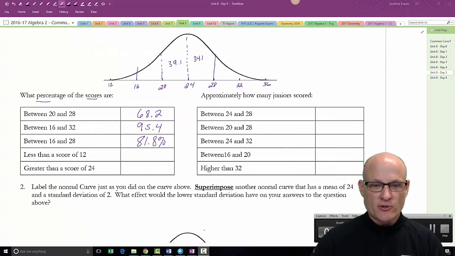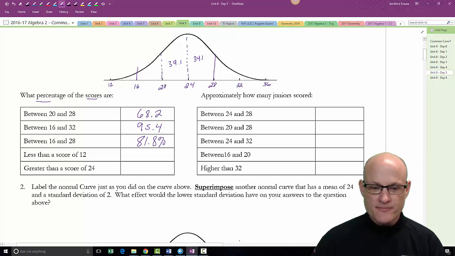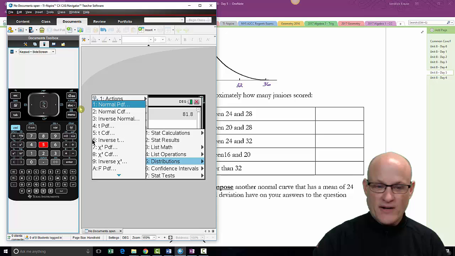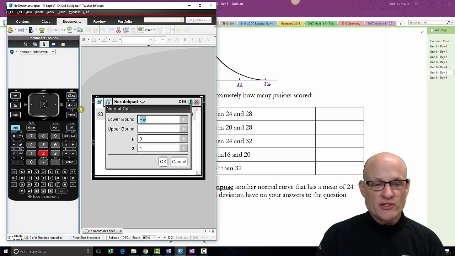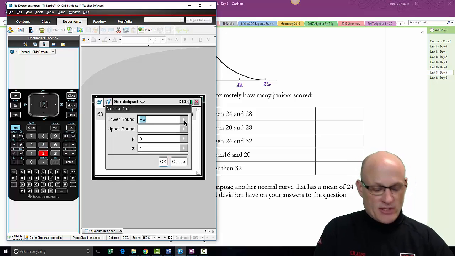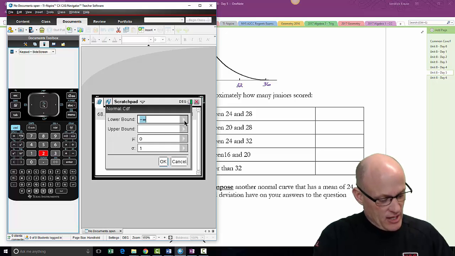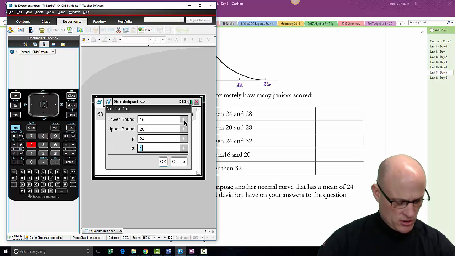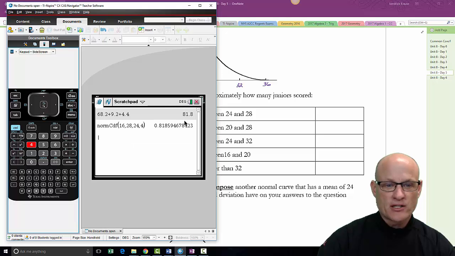Now the rest of them, I'm just going to use my calculator for. So let's go back over. No, I don't need that. Calculator. So menu 652, right? Normal CDF. So in this case, I want to check my last one just to make sure that I was right. And the last one said between 16 and 28 with a mu of 24 and a standard deviation of 4. And I click OK.